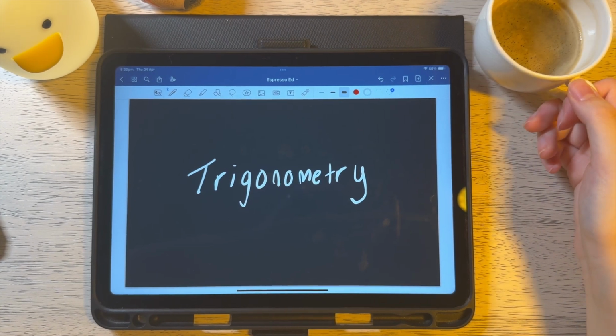Today's 5-minute video will be on trigonometry. When we're looking at trigonometry, we're looking at right-angled triangles and the relationship between the internal angles and the lengths of the triangle sides. So let us begin by labeling our right-angled triangle.